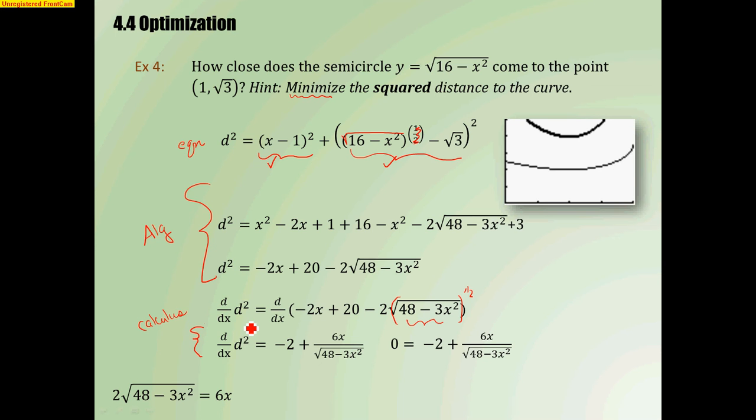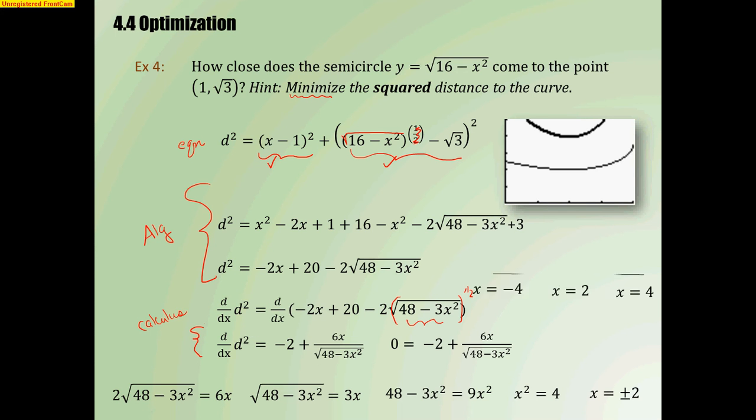So I move the 2 over and then multiply by that radical, divided both sides by 2, squared both sides. Oh, look at that, how nice. Now since I'm talking about a distance, I don't need the negative 2. So again, notice in the picture that where x is equal to 2, that is a minimum on both D and d squared.